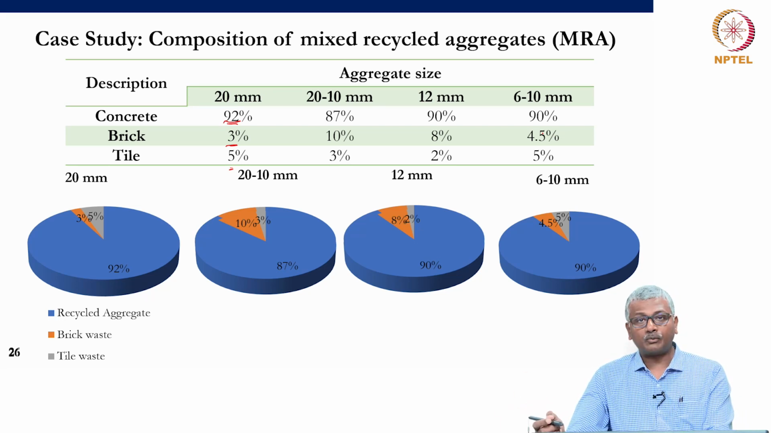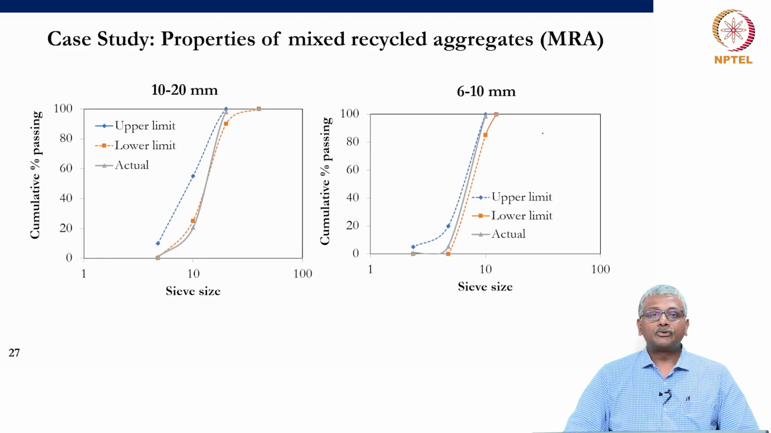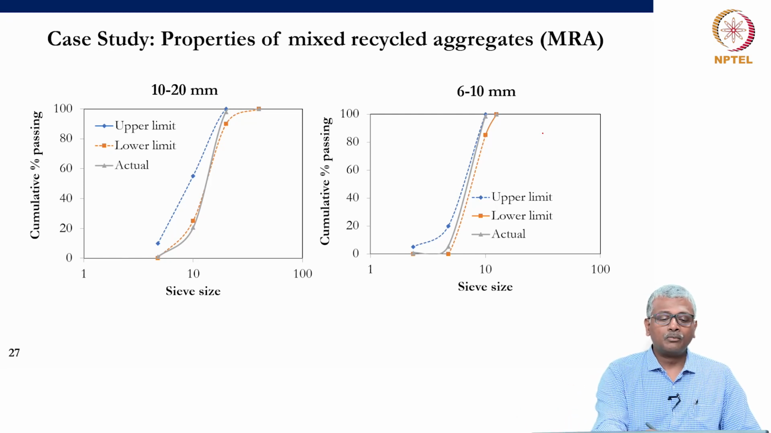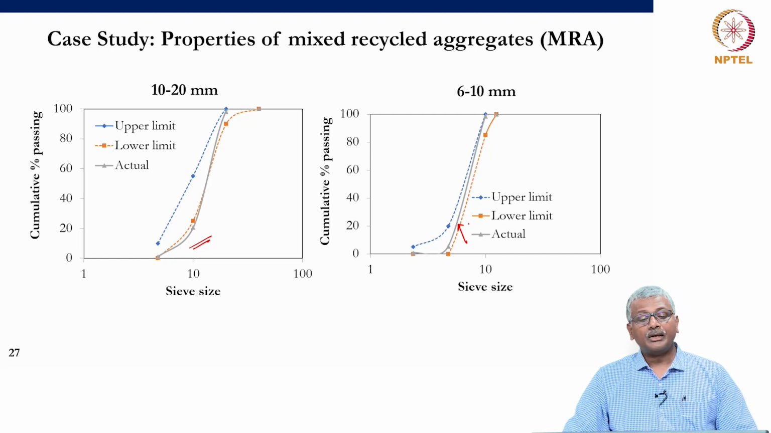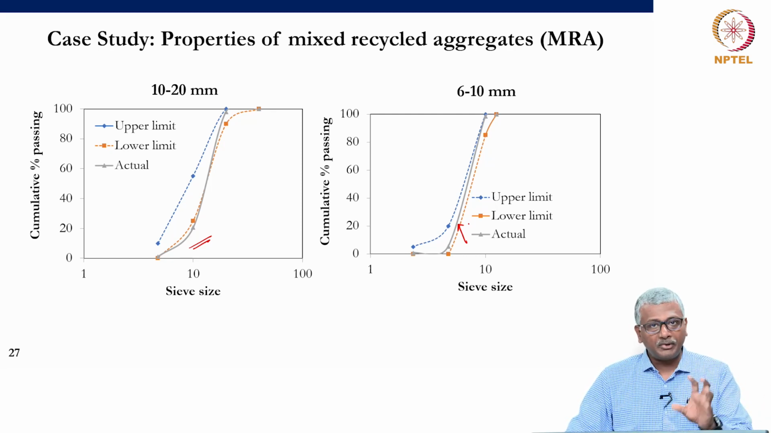So, what we also did was study the properties. So, particle size analysis, as you can see, for the 10 to 20 mm, it is more or less falling within the upper and lower limits that are prescribed in IS 383. The 6 to 10 mm, you can see that it is again perfectly within the upper and lower limit that is prescribed by IS 383. So, it is very important for you to see whether your crushing process has produced aggregates that are directly capable of being used, or whether you really want to do further processing to really get it to be in the right size and shape.